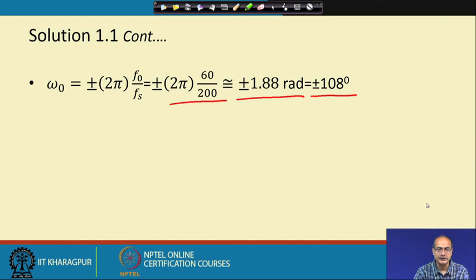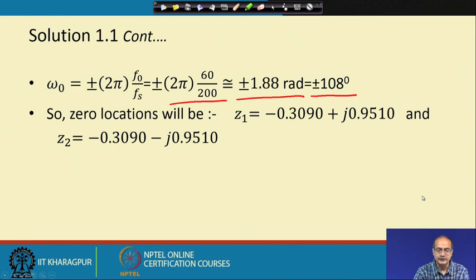So, now let us proceed from there. The next step is to find the zero locations. Using the value of omega 0, we find the locations of the zeros z 1 and z 2. They are actually a conjugate pair, two complex numbers which are conjugates of each other, and with that we need to proceed with the design.